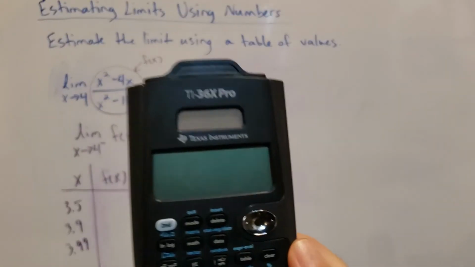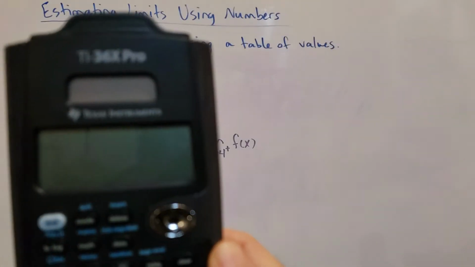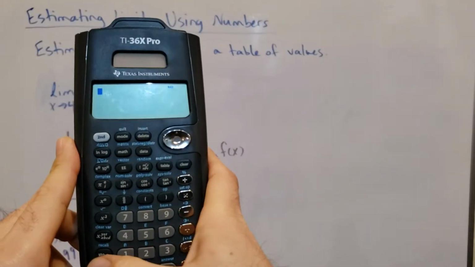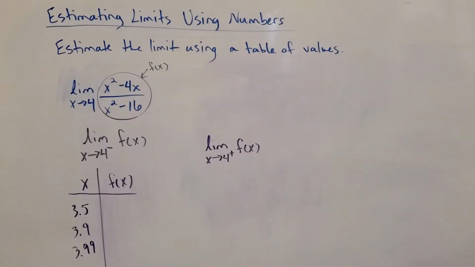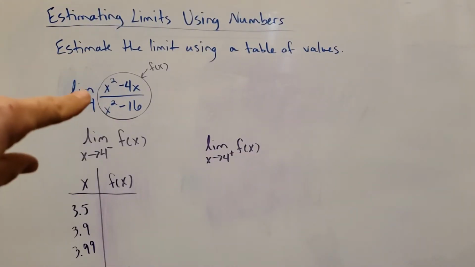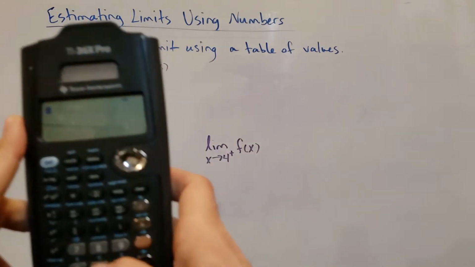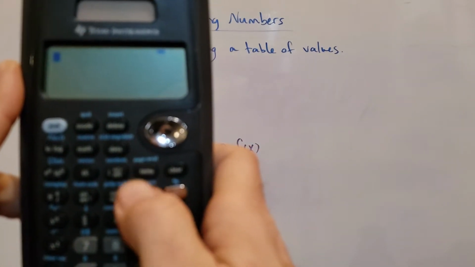So I have a TI 36X Pro. It's one of my favorites. Pretty cheap calculator, easy to use. I'll turn it on here and I'll kind of walk you through the steps. So the first thing I want to do is type this formula into the calculator, and then generate a table for that formula, okay? So if I want to type a formula in, I'm going to go, let me see if this will focus for me.